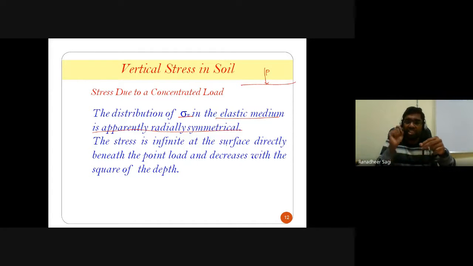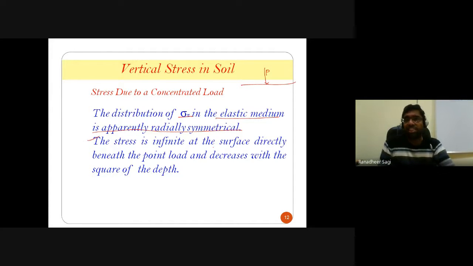So the intensity of stress we are talking about at a distance of 1 meter here, or 1 meter here, 1 meter here, or subsequently at a depth of z meters and a radial distance of 2 meters in any direction, the intensity of stress you are going to come across is considered to be the same.